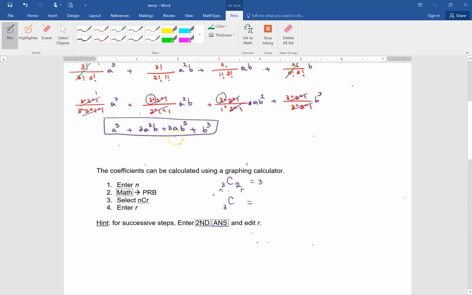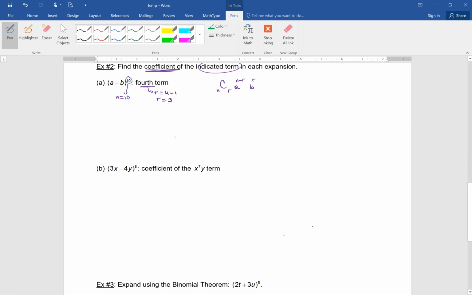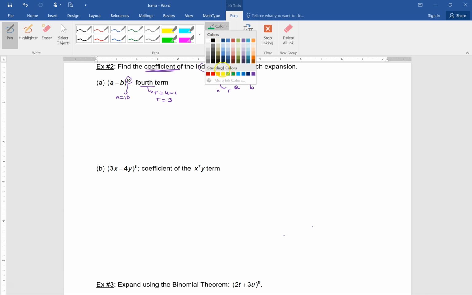All right? So let's go back. And here's how we're going to do this. This is now C. N is 10. R is 3. Now, A stands for the first term, A, to the power of n minus r, 10 minus 3. And what's the second term here? Is it b or negative b? It's negative b to the power of r, which is just 3.